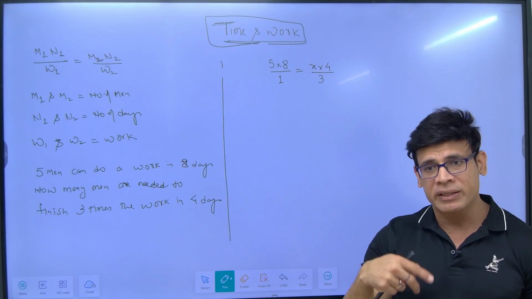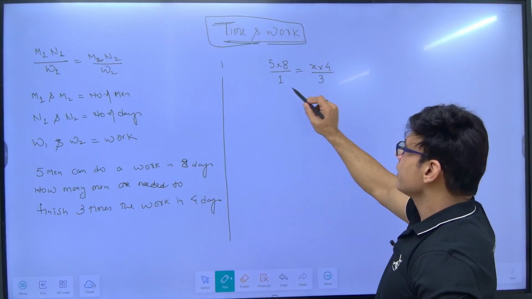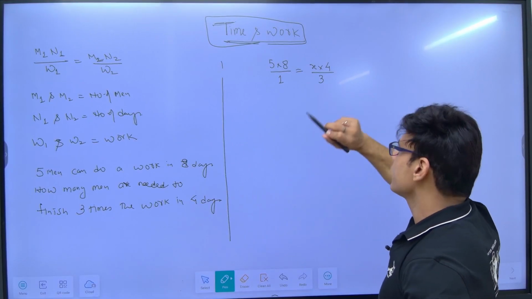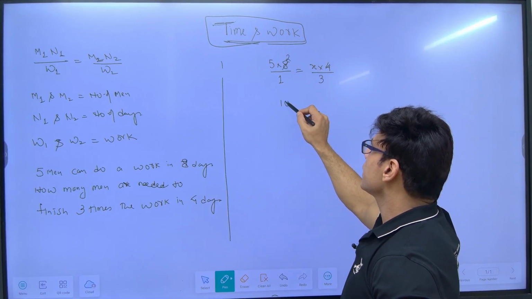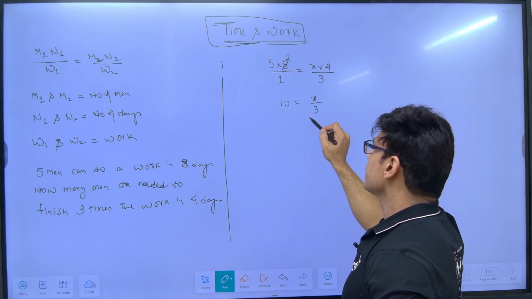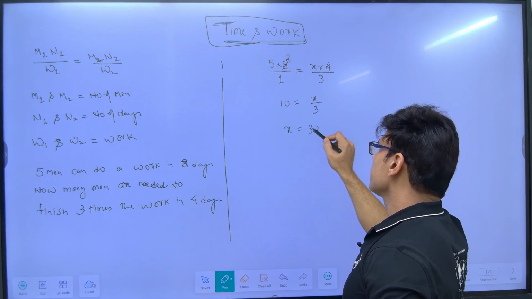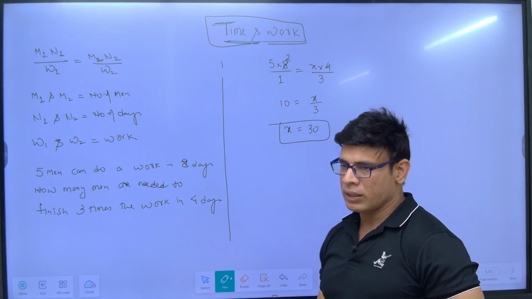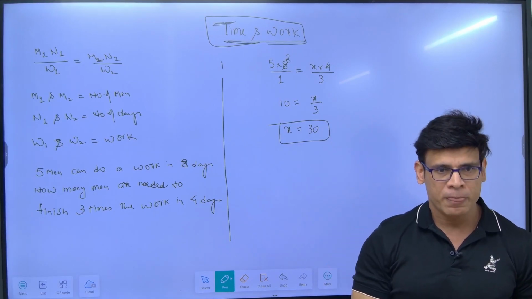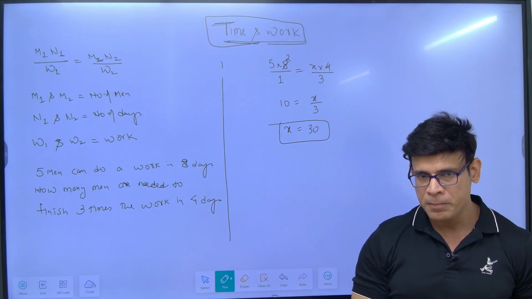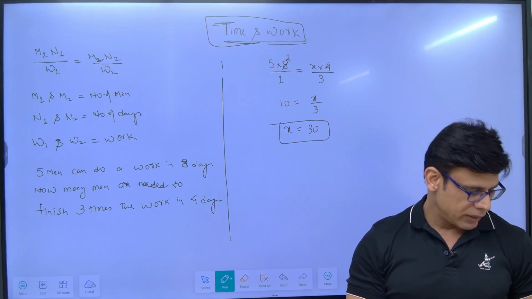If I change it to 1/3, right? So this work will become 1/3. If this is 1, this will become 1 by 3. Now you can solve it. 4 2s are 8. So 10 is equal to X by 3. And X is equal to how much? How many men are needed to finish three times the work? 30 men are needed.